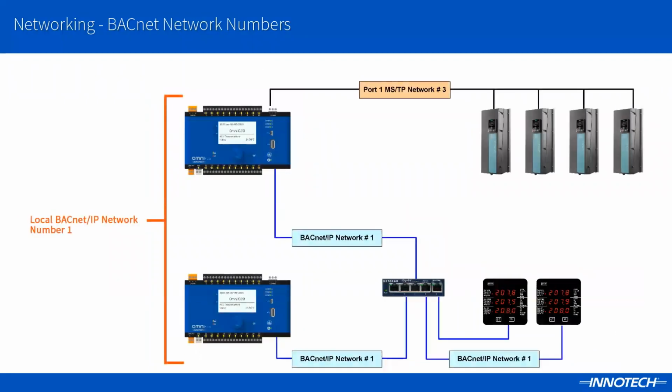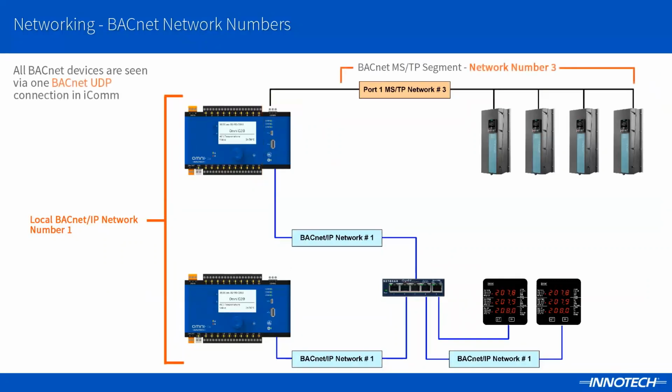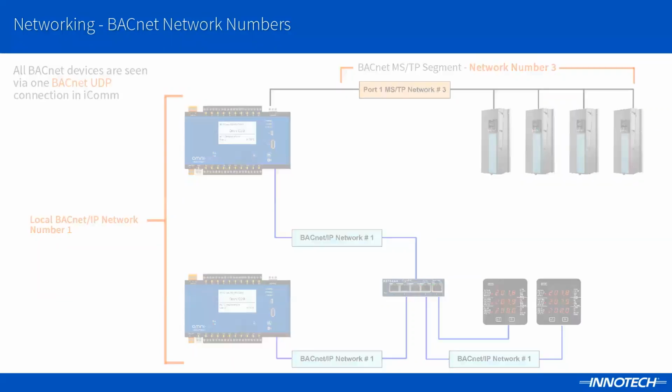If we connect an MSTP network to the Omni controller, we essentially have created a new BACnet segment which requires a unique network number to be set. When the port is activated as MSTP, the network number defaults to 3. This is due to the fact that numbers 1 and 2 are already in use for the local and public networks. As mentioned earlier, the BACnet networks are seen as one BACnet network, and all these BACnet devices will be seen in ICOM via one BACnet UDP connection.